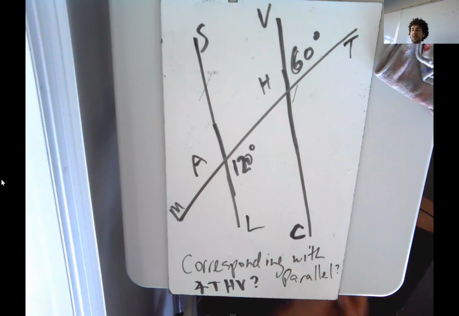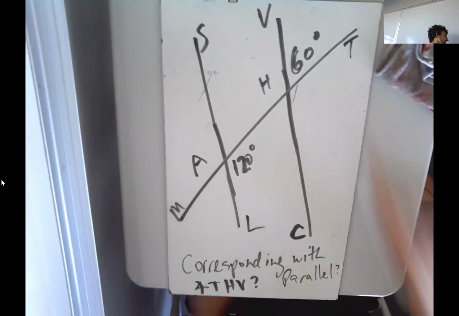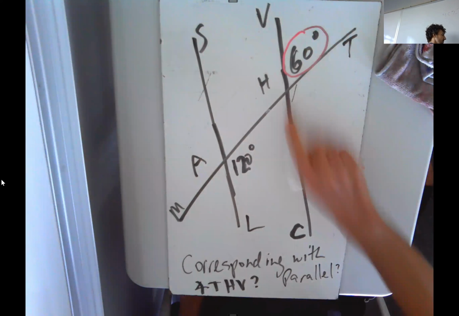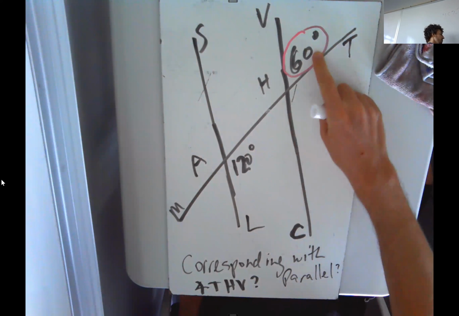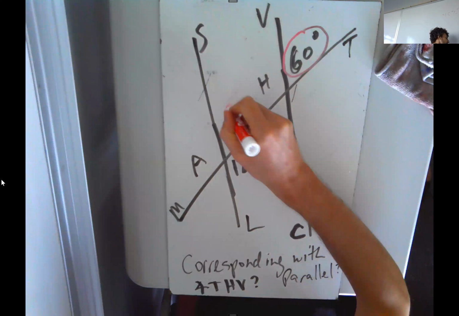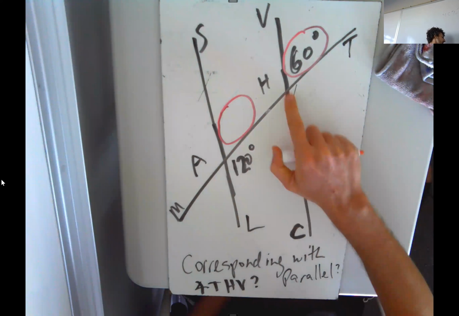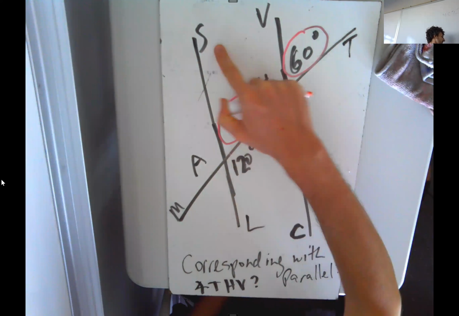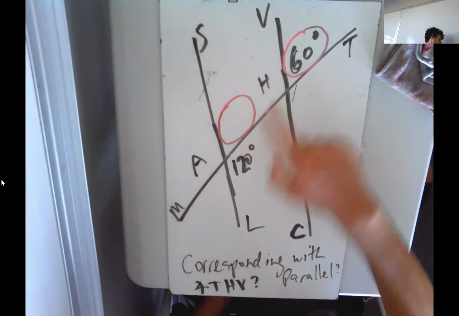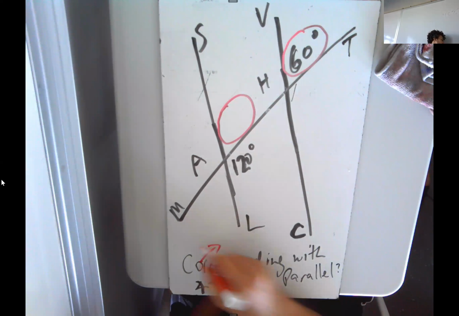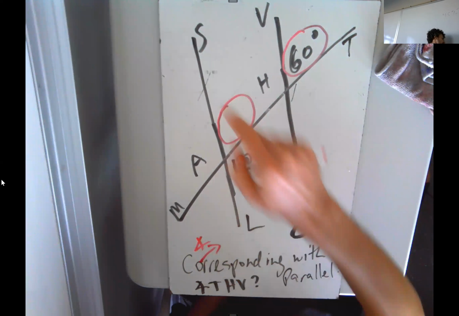So first of all, which angle is corresponding with THV? It's located in the upper right of this intersection. Corresponding means in the same position. So this is angle HAS or SAH. To answer this question, which angle is corresponding with angle THV? We can write angle SAH.